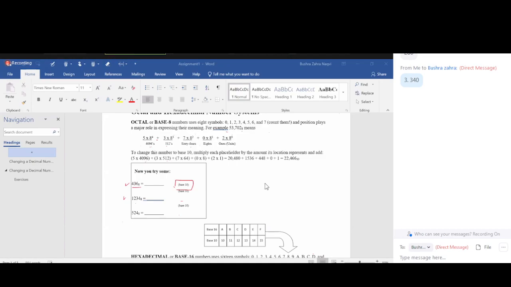Are you using a calculator? Manual, ma'am. Well, you can use a calculator to verify your answer, but first learn how to do it manually. Just like when you learn the number system, you first learn how to add and multiply manually, and then you verify with a calculator. Correct? So you have both versions. Okay, so please write down your answer in the chat box.